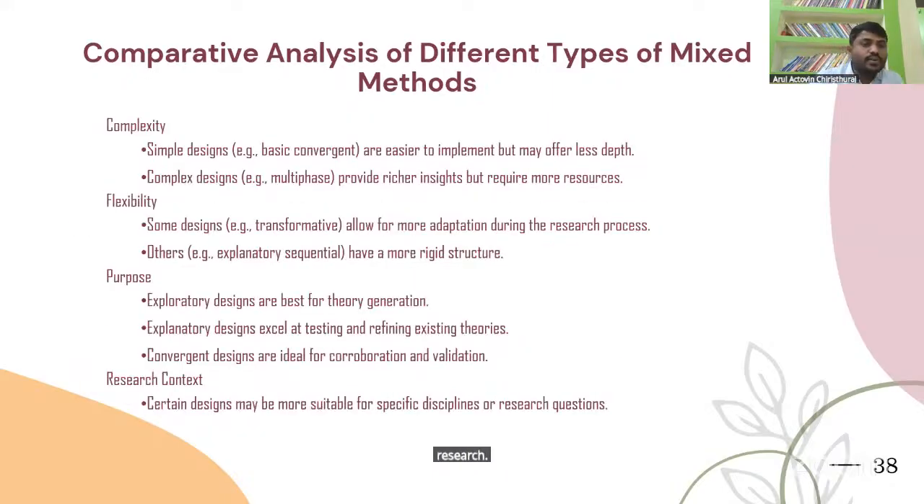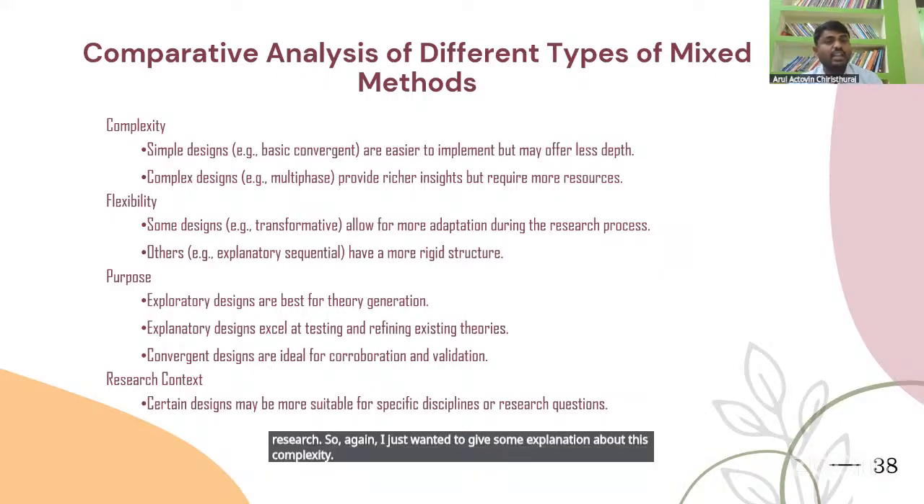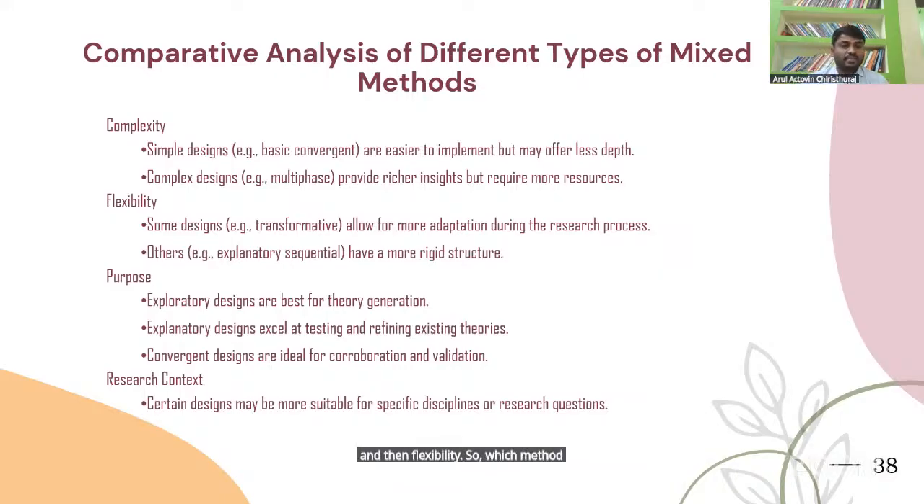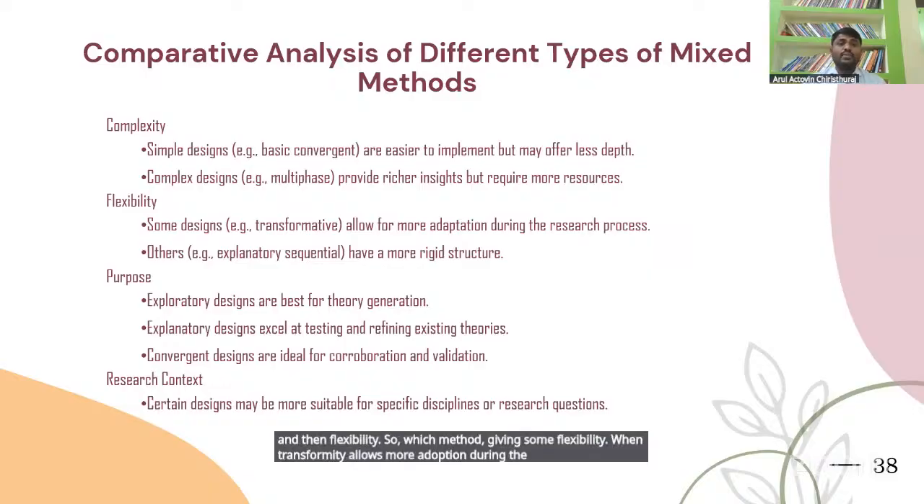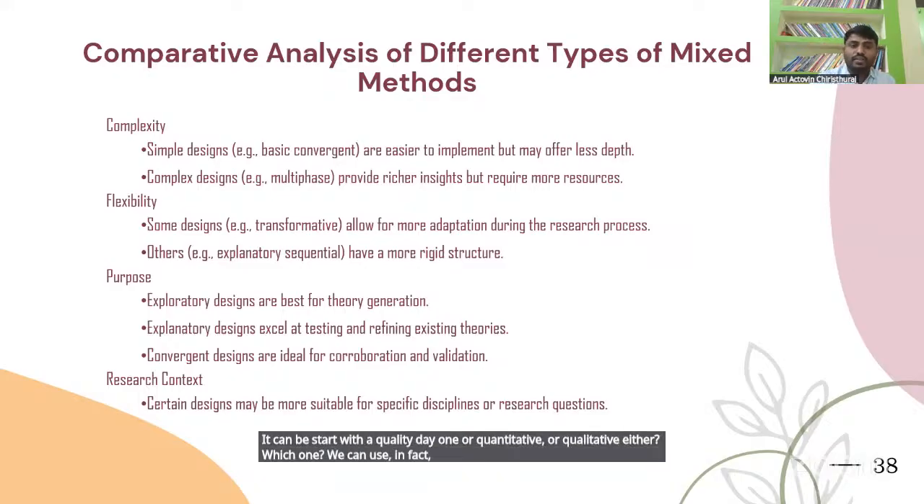Again, I just wanted to give some explanation about complexity and flexibility. Which method gives some flexibility? Even transformative allows more adaptation during the research problem. Transformative is mainly used for social justice or empowerment related to marginalized groups. So sometimes it can start with a qualitative or a quantitative one, either, whichever we use for transforming.